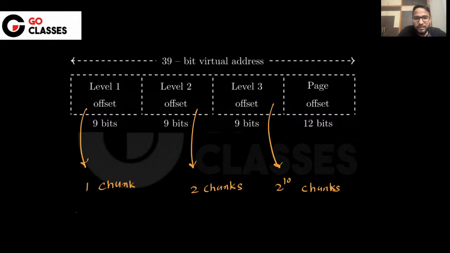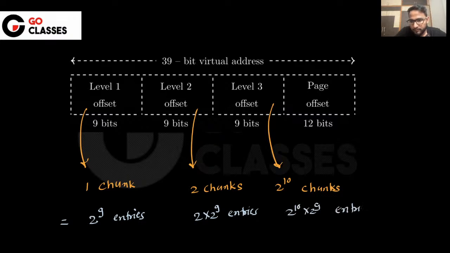Now this 1 chunk means how many entries? I actually need 2 power 9 entries. Okay, this 2 chunks means, as 1 chunk is 2 power 9 entries, this means 2 into 2 power 9 entries. This is 2 power 10 into 2 power 9 entries, right? So let me sum this up. It will be 2 power 9 plus 2 into 2 power 9 plus 2 power 10 into 2 power 9. This is just entries, not in bytes, right?